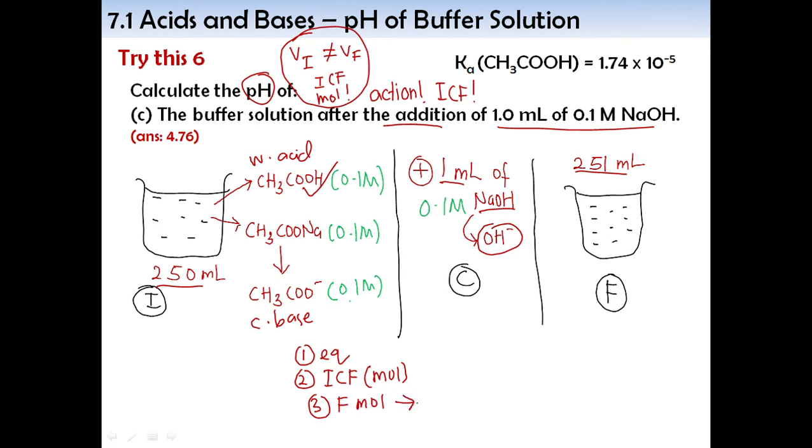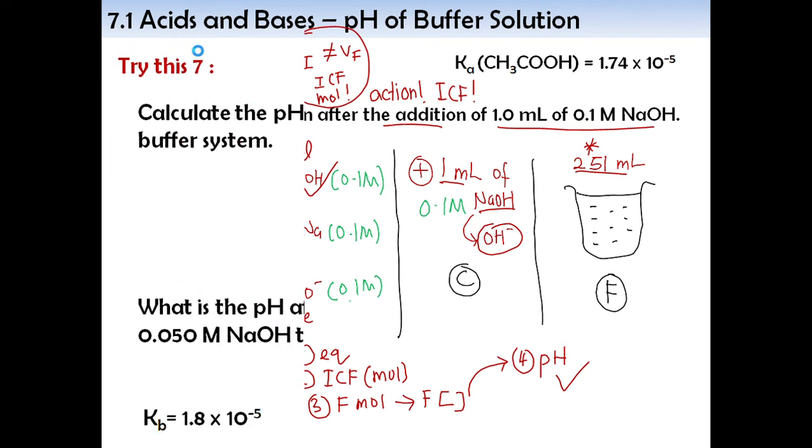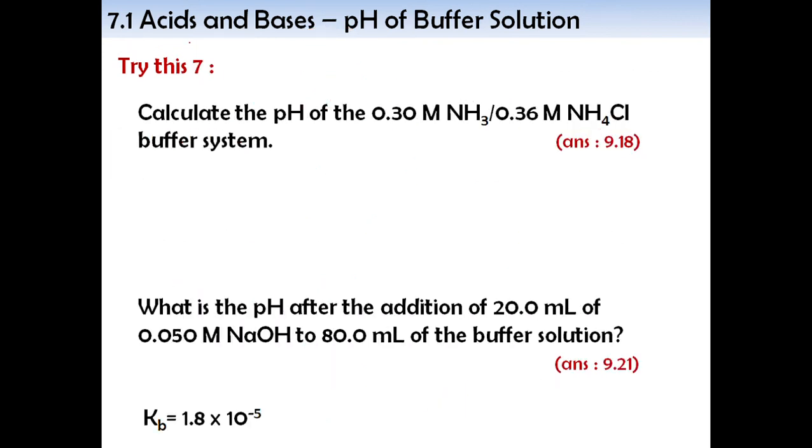Tukar pergi final concentration. Mol over volume final. And then dah dapat final volume, use this information to find pH by using Henderson-Hasselbalch equation. So follow this step, hopefully you dapat jawapan and then upload your answer for try this 6. Okay? So settle with try this 6 and this is the last part for this video, try this 7.